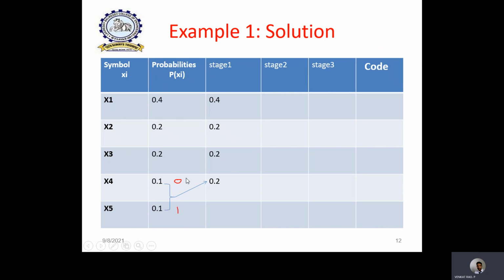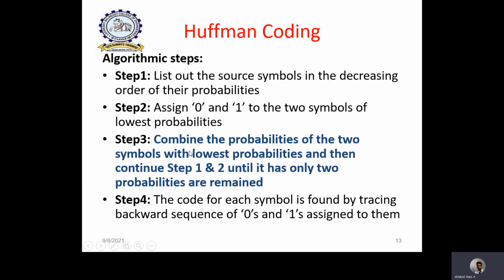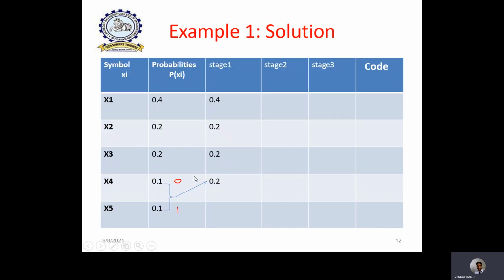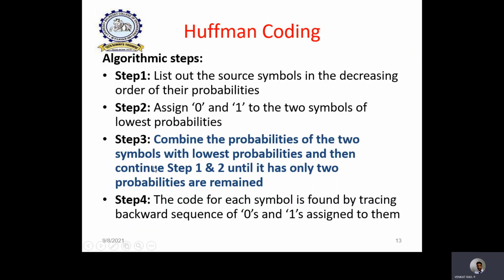And what is the third step? Third step is combine the probabilities of the two symbols. That means we need to add these probabilities. So how to add this, 0.1 plus 0.1, that sum is 0.2. So combine the probabilities of the two symbols with least probabilities, and then what to do? Then continue step 1 and 2 until only two probabilities remain. So after adding the probability, we need to continue from step 1 and 2.